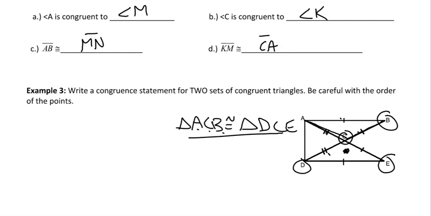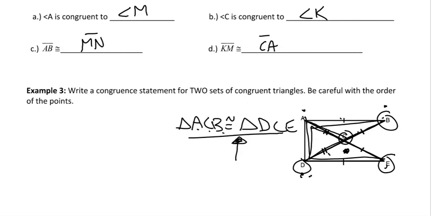Now the other triangles we can talk about that are congruent would be this one and this one. Okay, but I'm going to stick with just the easier one right here. If we wanted to do this, it would be ABD would be congruent to ABD, DEA.